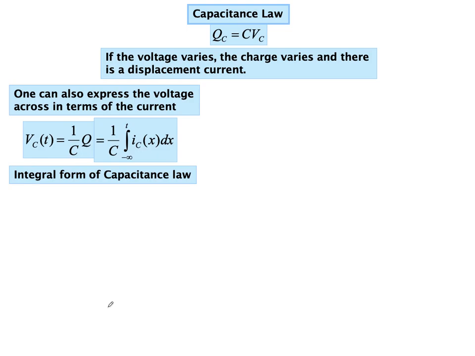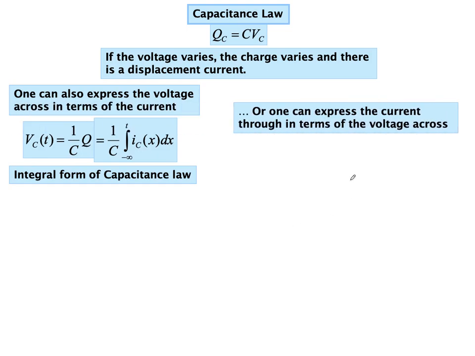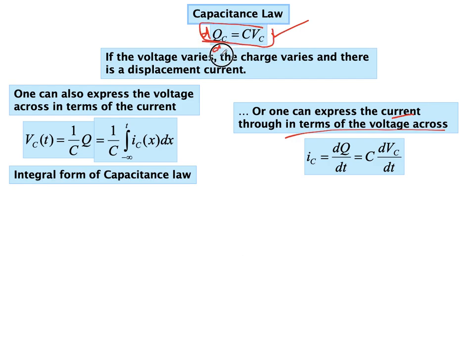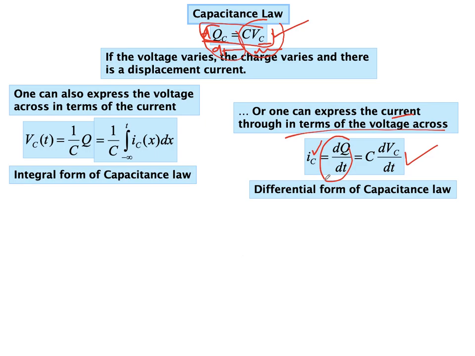Okay. So we can also express the current in the form of voltages as well. So from this capacitance law, we can see Q is equal to CV, and if we take the derivative on both sides, dq by dt. So dq by dt will be equal to I, and on this side C is constant, so it will be C dvc by dt. So we have already seen this expression, which is C dv by dt. So this form is the differential form of the capacitance law.